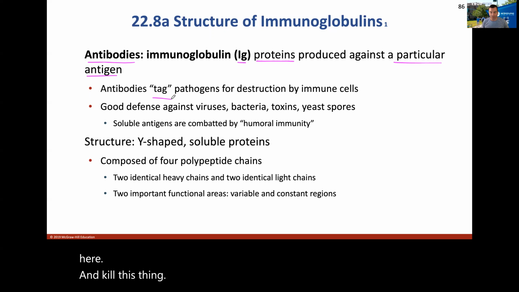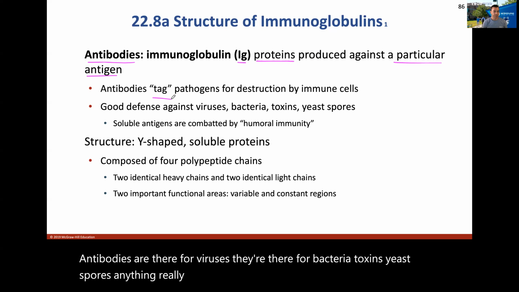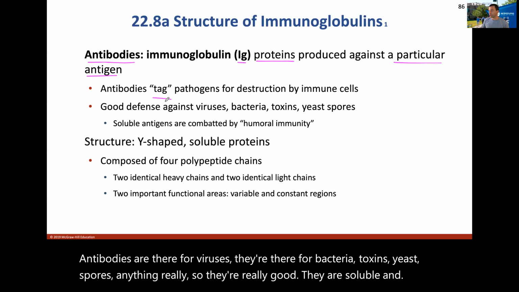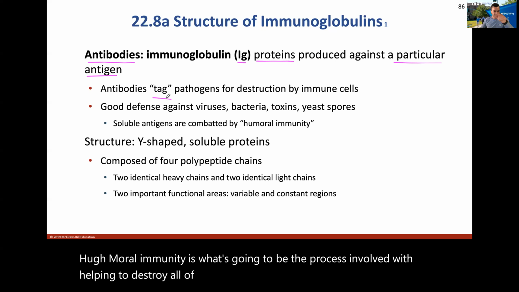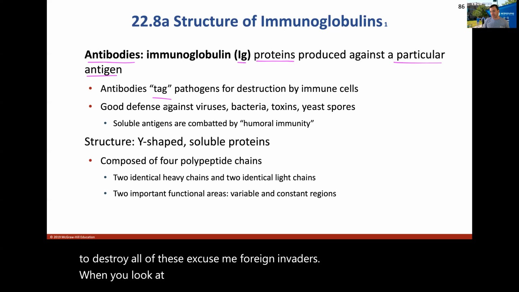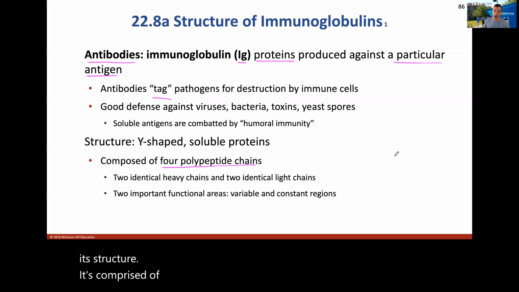Antibodies are there for viruses, they're there for bacteria, toxins, yeast spores, anything really. So they're really good. They are soluble, and humoral immunity is the process involved with helping to destroy all of these foreign invaders. When you look at its structure, and I believe the next slide has a picture of its structure, it's comprised of 4 polypeptide chains in the shape of a Y, basically.